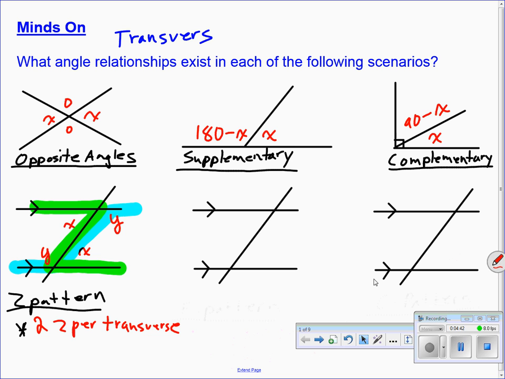Now, you could also have used your supplementary angle rule to find the opposite angle across those 2 parallel lines here. You could have found this angle here and then taken 180 minus this angle to find its y value.